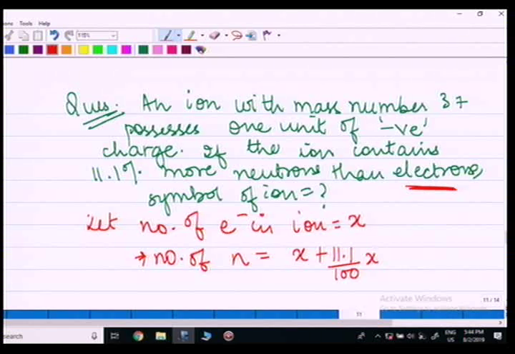Also, one more thing here. Since you have let the number of electrons be x, and you're given that you have 1 unit of negative charge, this means your number of protons would be x minus 1. You have a negative charge, which means you have one more electron, so your protons will be 1 less. So it will be x minus 1. I hope this information is enough for you to give me the answer now.